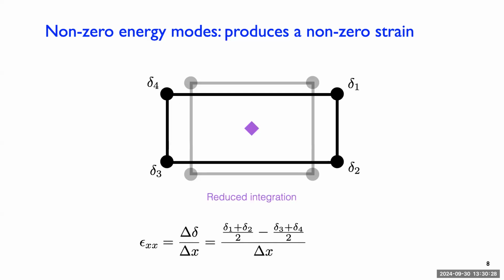So if I say, well, what's the change in displacement in the x direction of this element? I'll say it's D1 and D2. If I take the average of both of their displacements, that's the displacement in the x direction there. The average of 4 and 3 in this direction is the displacement in that direction.